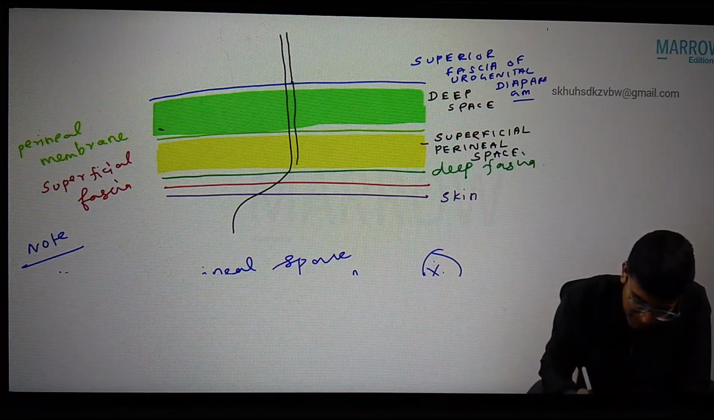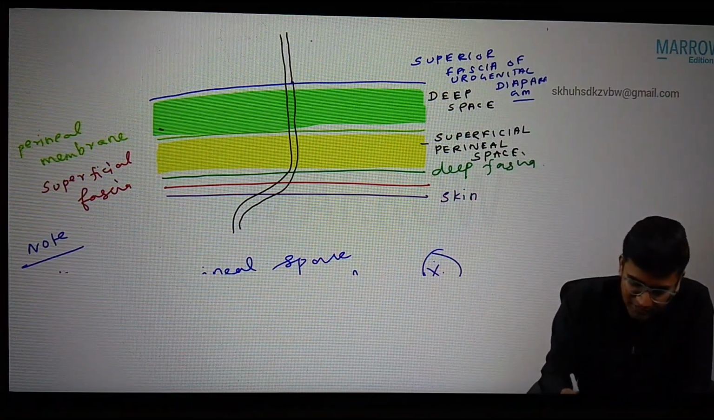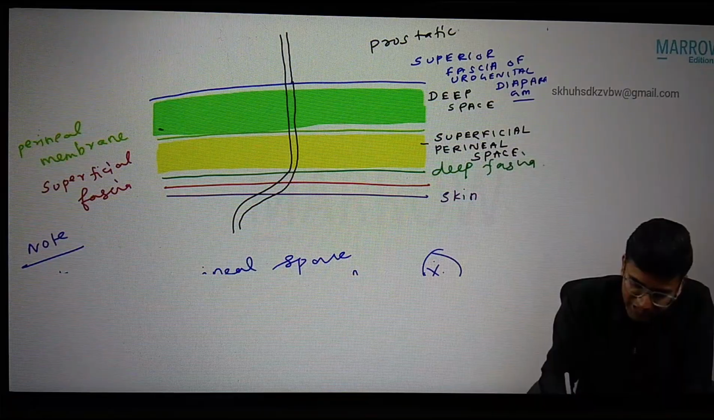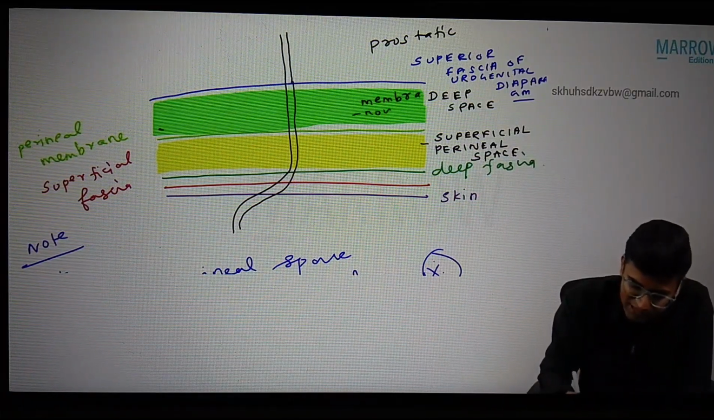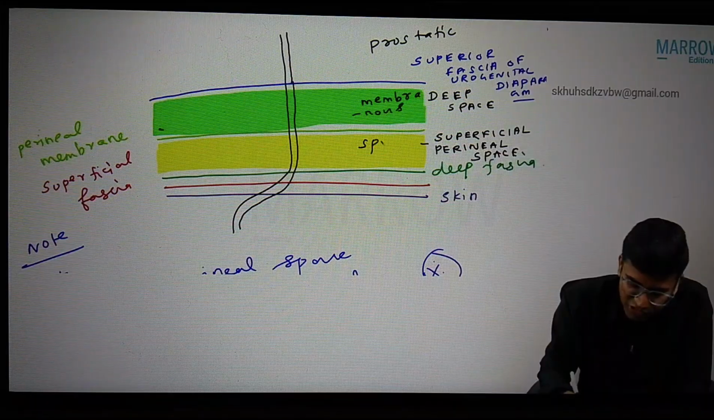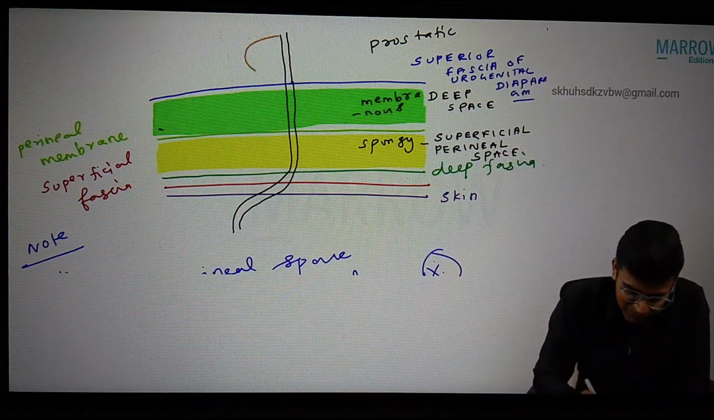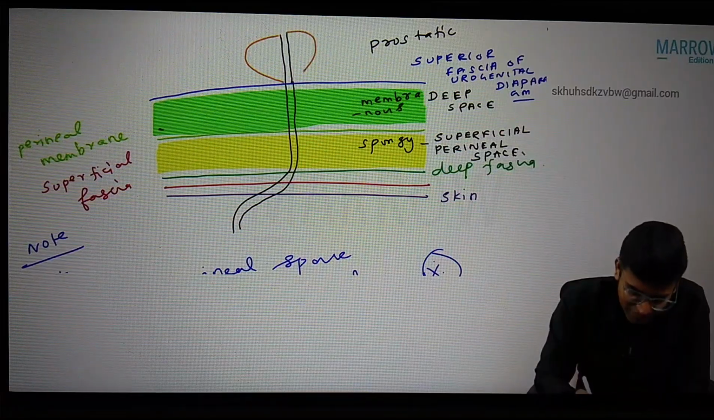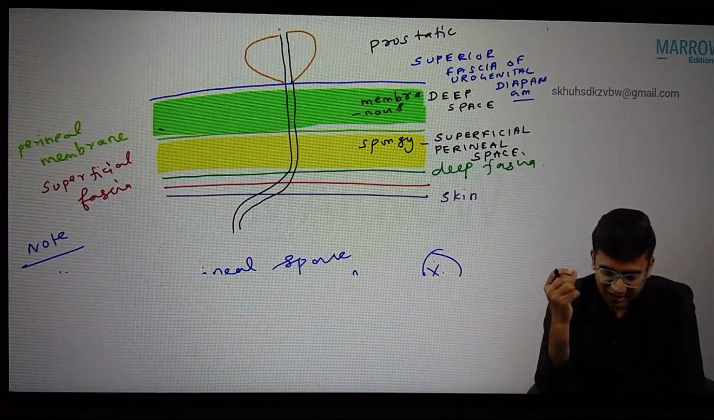So three subdivisions, please remember. This is the prostatic urethra, this is the membranous urethra, and this is the spongy urethra. Now the prostatic urethra, we know, passes inside the prostate gland. Okay, the prostatic urethra is passing inside the prostate gland, right?